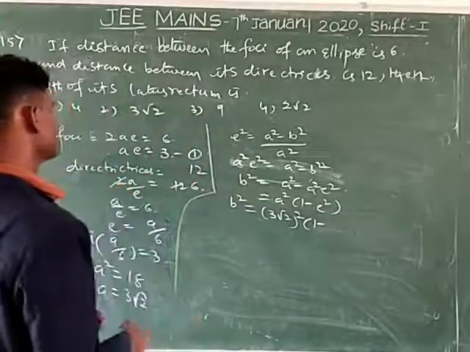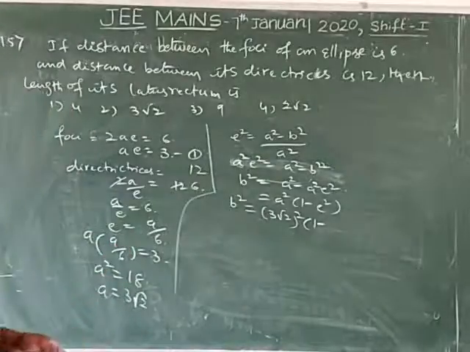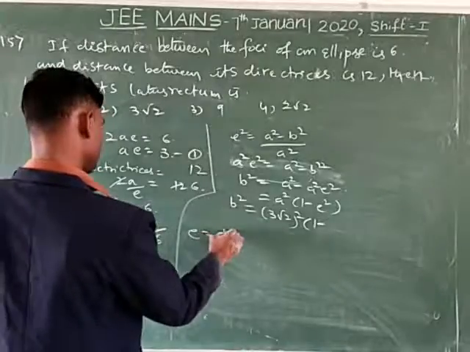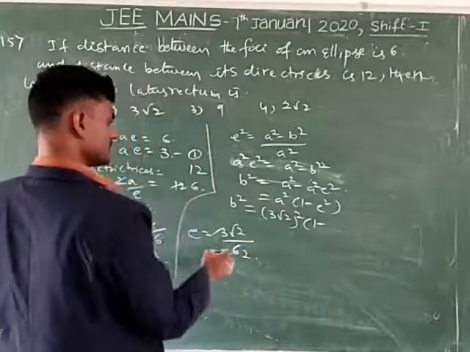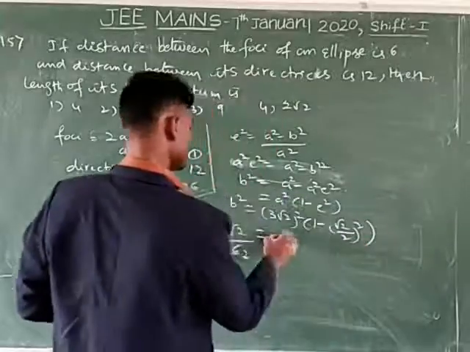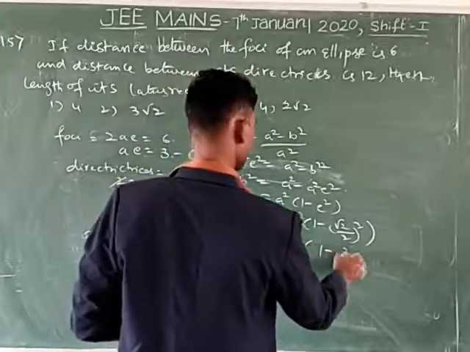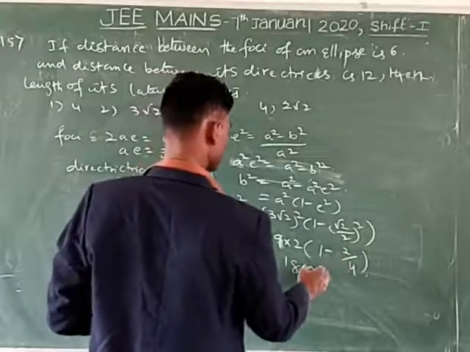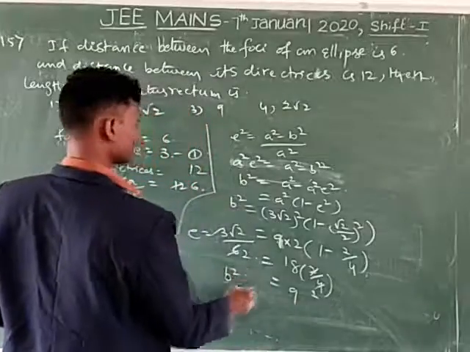Eccentricity is equal to how much? We don't know, so we have to find the eccentricity. Here E is equal to, as we already know, 3 root 2 by 6, which is root 2 by 2. Then B square is equal to 9 into 2 into (1 minus 2 by 4), that is 18 into (4 minus 2) by 4, which gives 2 by 4 into 18, so B square is equal to 9.